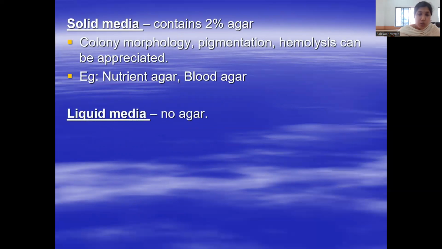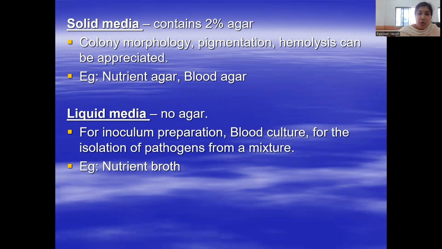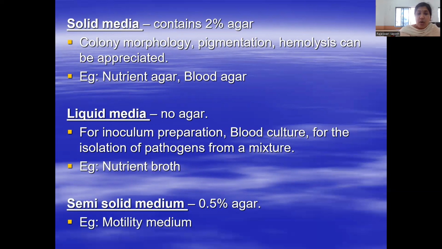Solid media contains 2% of agar. On the solid media, we can see the colony morphology and the pigmentation property of bacteria; hemolysis also can be seen. Different bacteria have different morphological features. We can see the hemolysis or hemolytic reaction on the solid media. Examples for solid media are nutrient agar and blood agar.